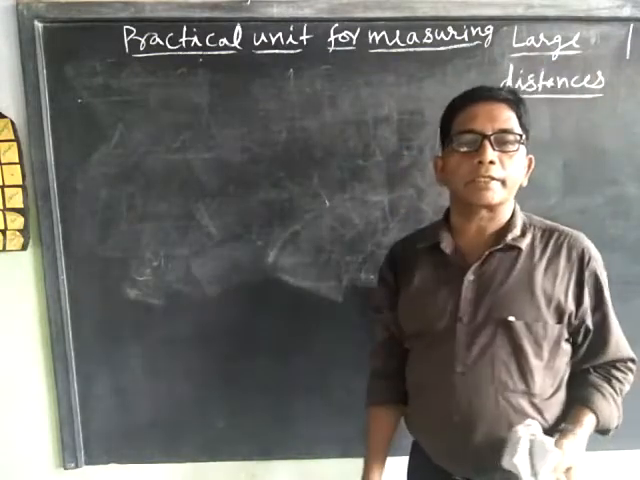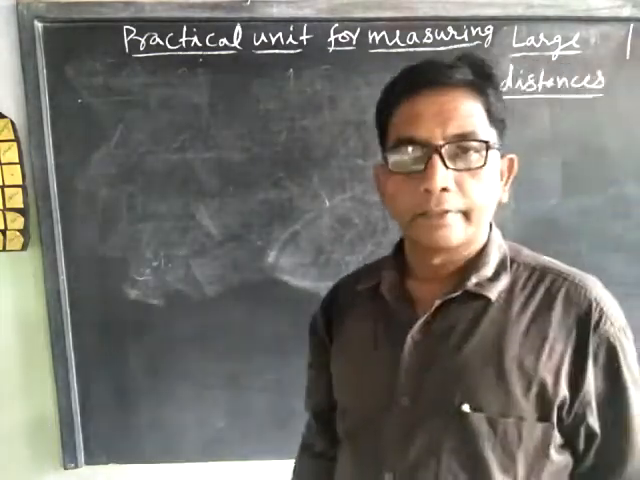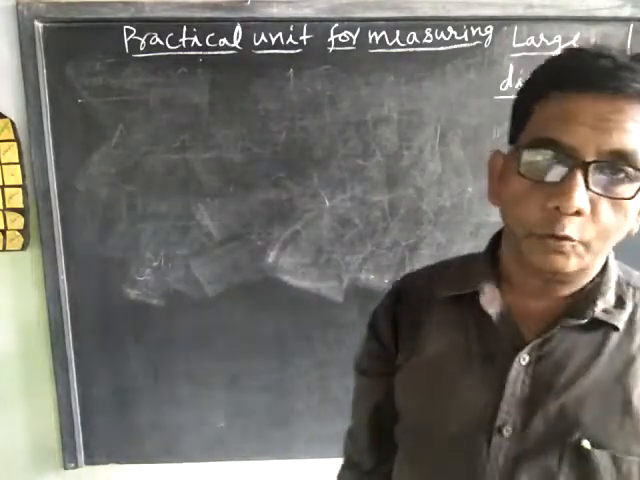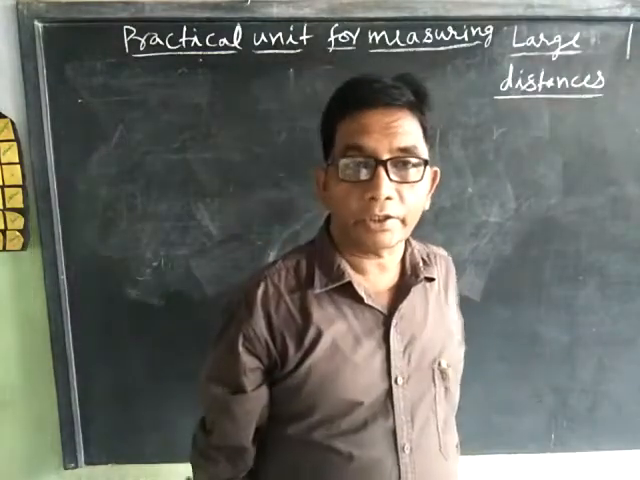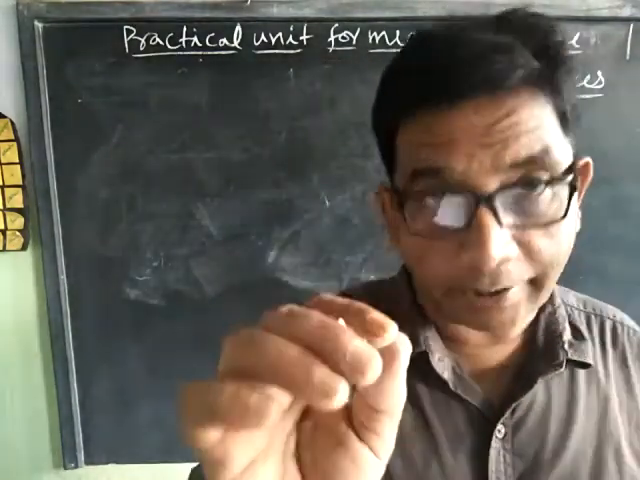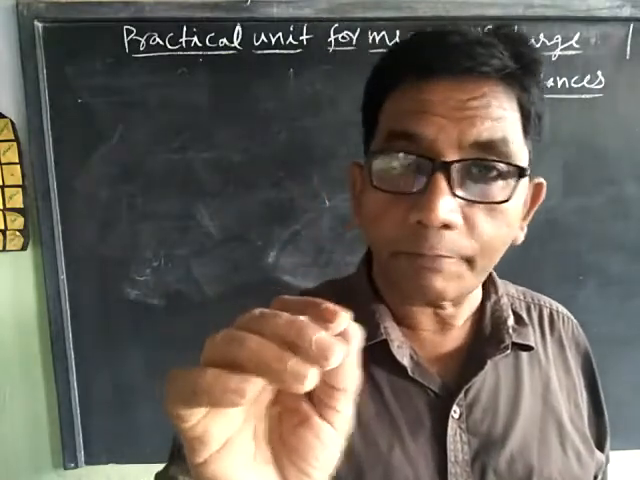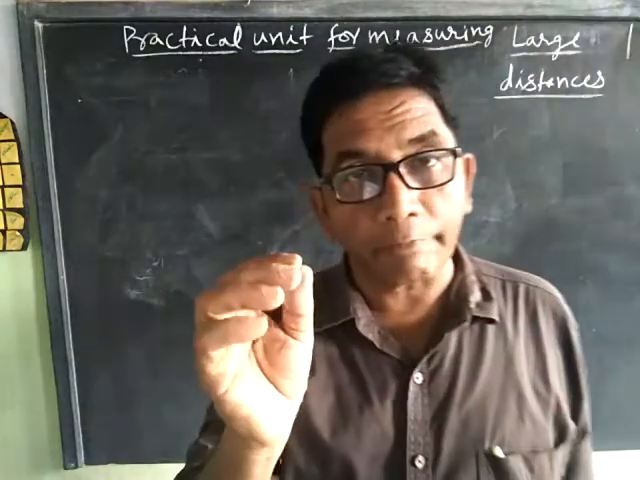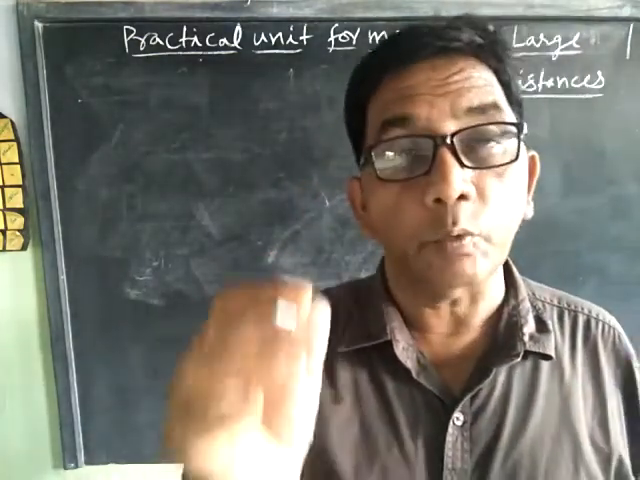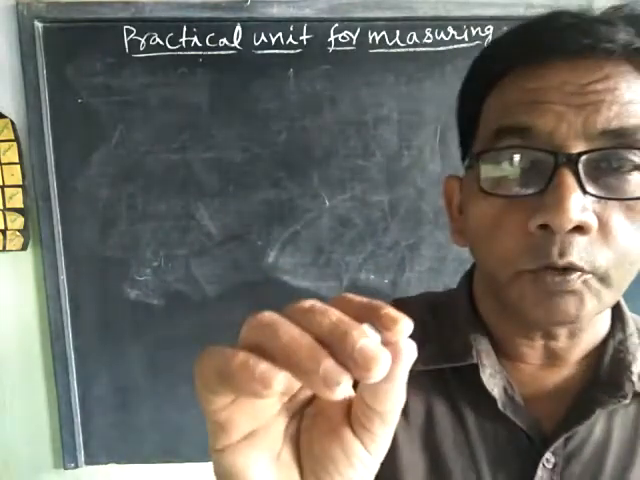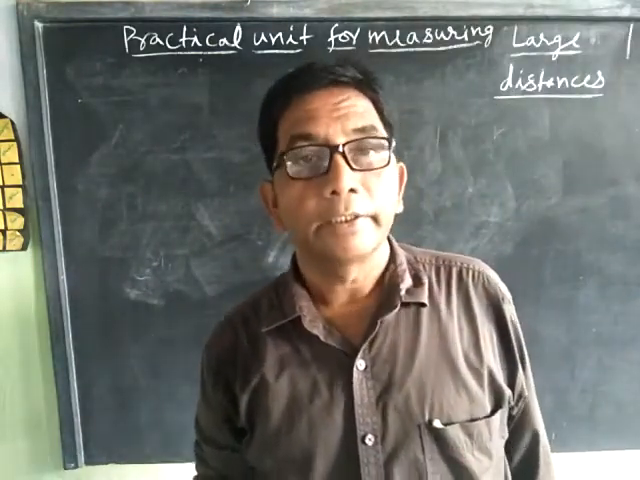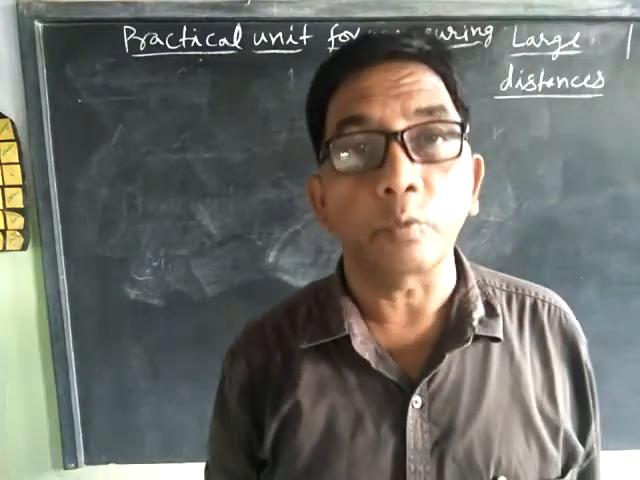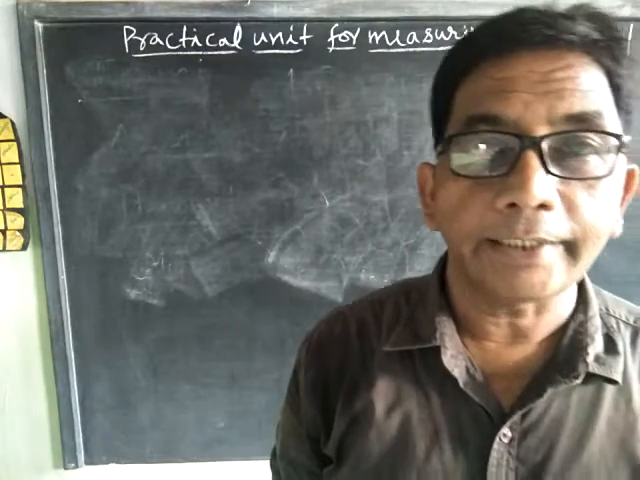First one we will discuss is light year. What is light year? First, we know light year is a unit of distance. It is not a unit of time. The distance traveled by light in vacuum in 1 year is known as light year.